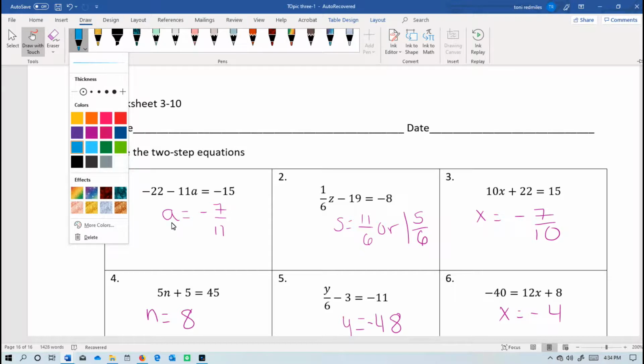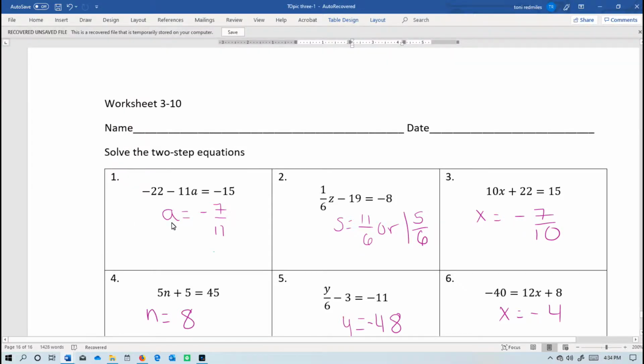I think that one. All right, so in this first one, I have to get rid of this negative 22, and it's subtracting. So the way to make it a 0 is to put a plus 22 beside it, because if I do that math, that's 0, right? All right, so what I do to one side, I've got to do the same thing to the other side. So that's going to go to 0, leaving me just with negative 11a. And that is going to leave me with a positive 7.